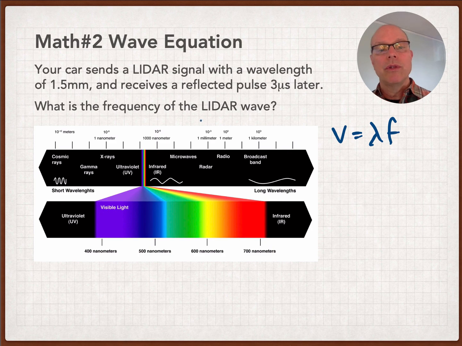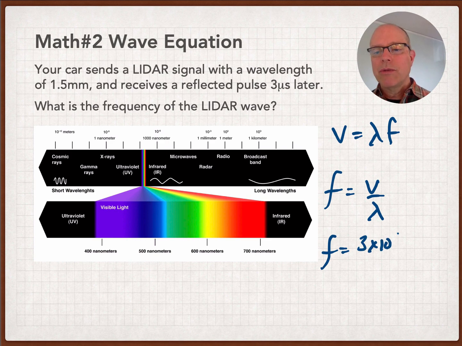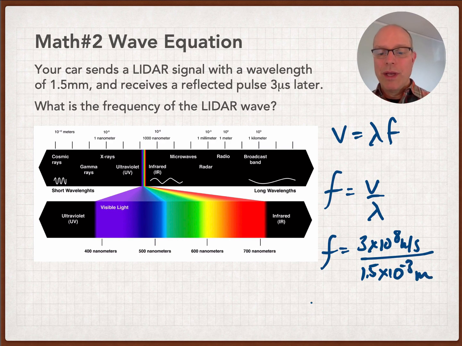They're asking us to think about this same question we did earlier, where we had the wavelength of the LiDAR given to us, and they're asking us the frequency, so we're just going to plug in. We know that the speed of light is 3 times 10 to the 8th meters per second, and we know that they gave us 1.5 millimeters, so that means I'll do the math I need to do, 1.5 times 10 to the minus 3, right? And we'll do the division, and we get that the frequency of the LiDAR signal is humongous, 2 times 10 to the 11.